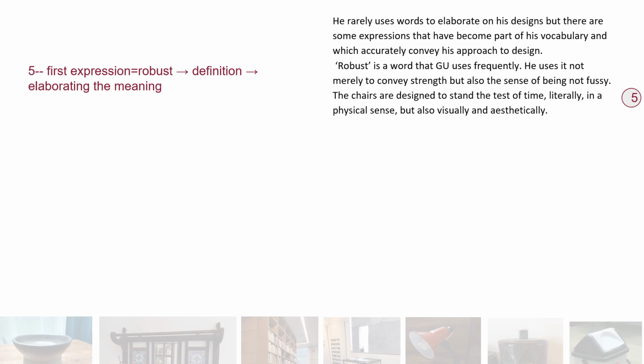The writer then goes on to explain it with specific reference to the chairs. Think of the difference between this explanation and a plain description of the chair that could have said, "The chairs are robust." That would communicate something as well, but not nearly as much as this analysis.